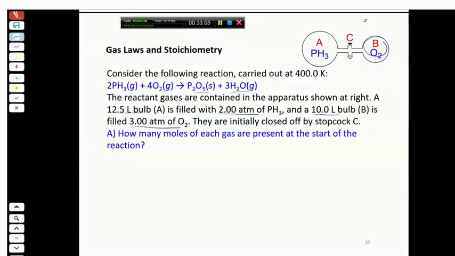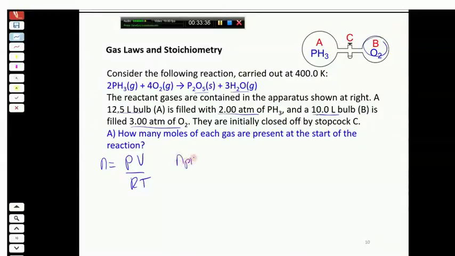Before we allow them to react with each other, let's ask the question, how many moles of each gas are present at the start of the reaction? So we have 2 samples of gas. We know the pressure and the volume, and we also know the temperature, so we can figure out the number of moles using the ideal gas equation. For both gases, the number of moles is going to be the pressure times the volume divided by RT for that gas. So we have to do it separately for PH3 and O2 because the 2 gases initially have different pressures and different volumes.